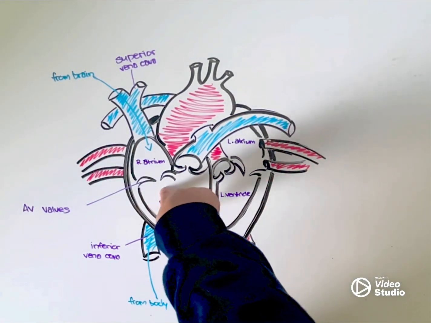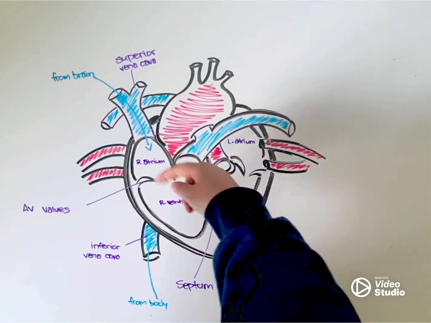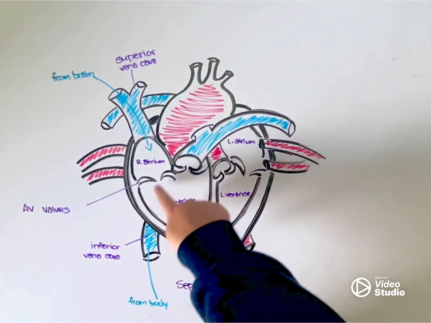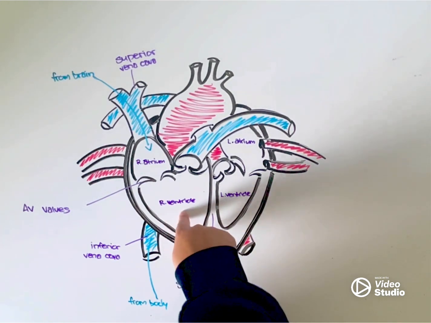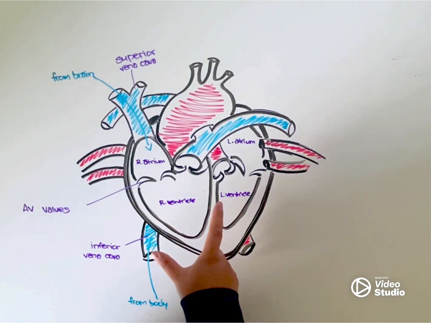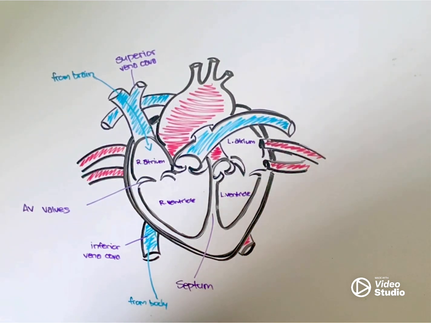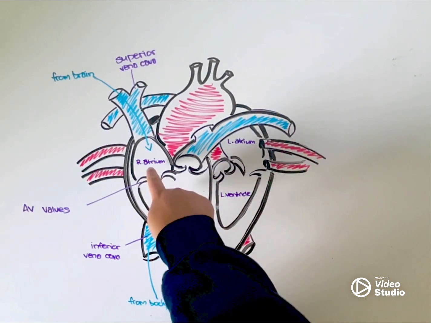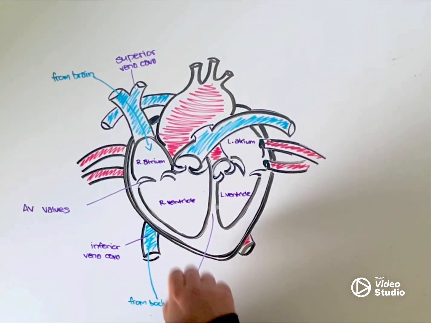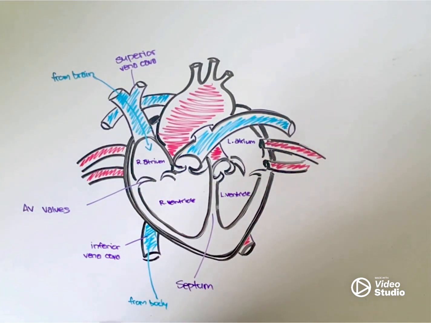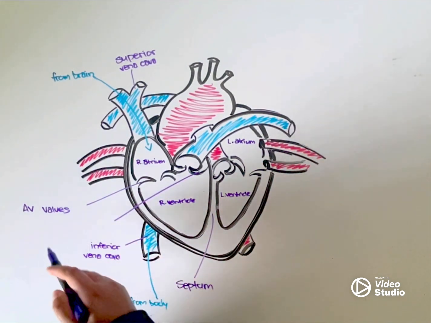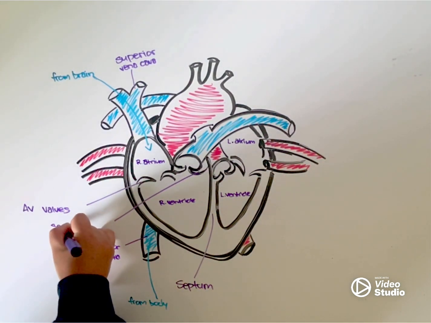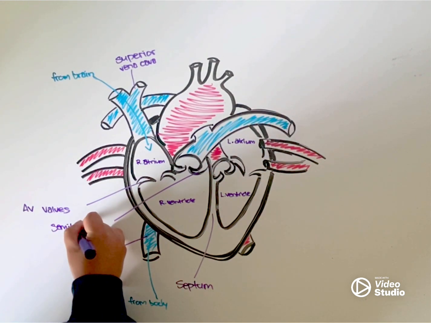The AV valve is going to start to snap shut as pressure builds in this right ventricle, because eventually this ventricle will contract and push blood into an area of low pressure. So rather than pushing it back into the right atrium, which is now closed due to that valve, a second valve, known as a semilunar valve, is going to open up.